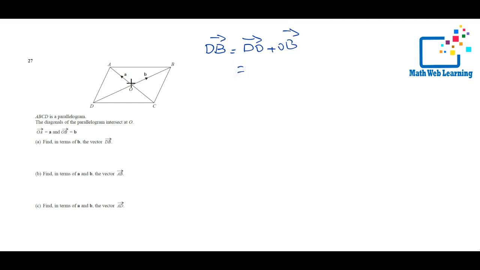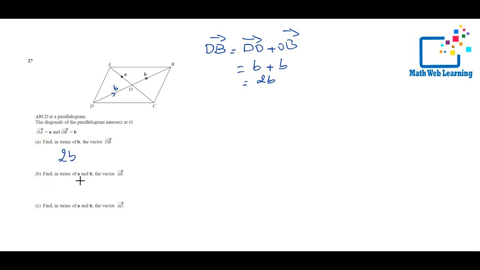Now, what is D to O? If you know properties of a parallelogram, this line here is the same as this line here. So basically D to O is also b. So we're going to say b plus b, and this will give us 2b. Okay, so the answer is 2b, with the working out included.